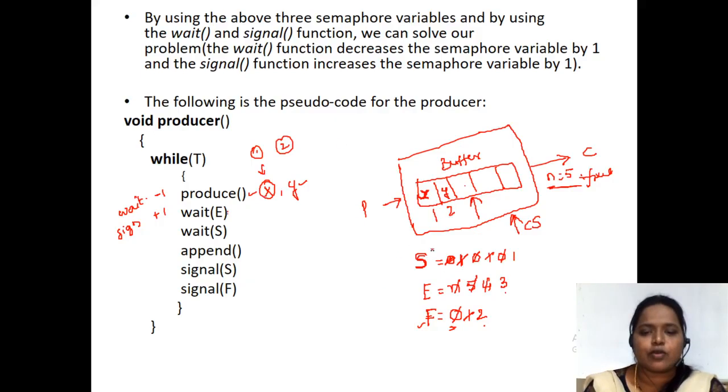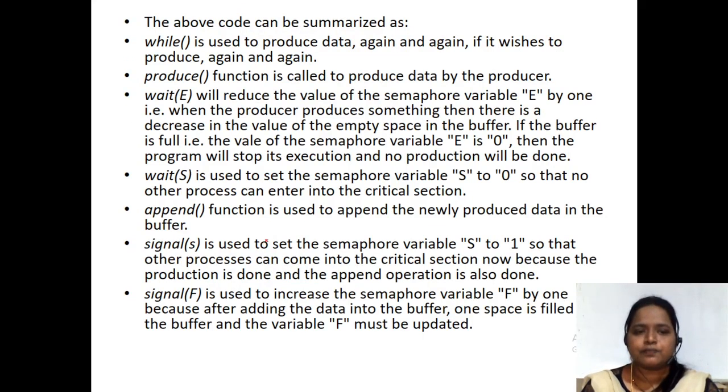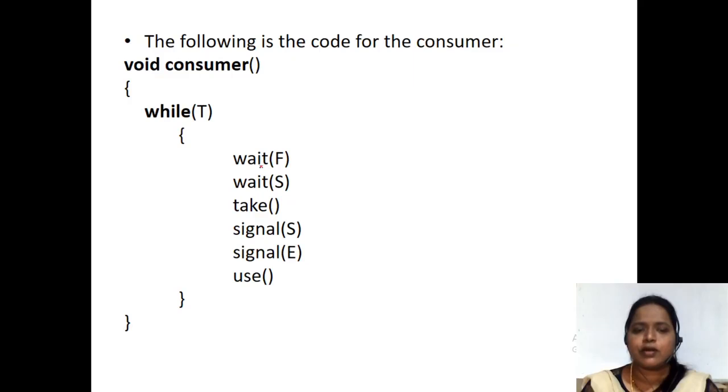Here S checks whether only one process is in the critical section, either 0 or 1. So 1 means initially the producer wants to produce, then it will be 1. Again we change it to 0, because while producing the item we make it 0. So this is the code given by the producer. So when it comes to the consumer, wait of F, wait of F means what do we have to do.